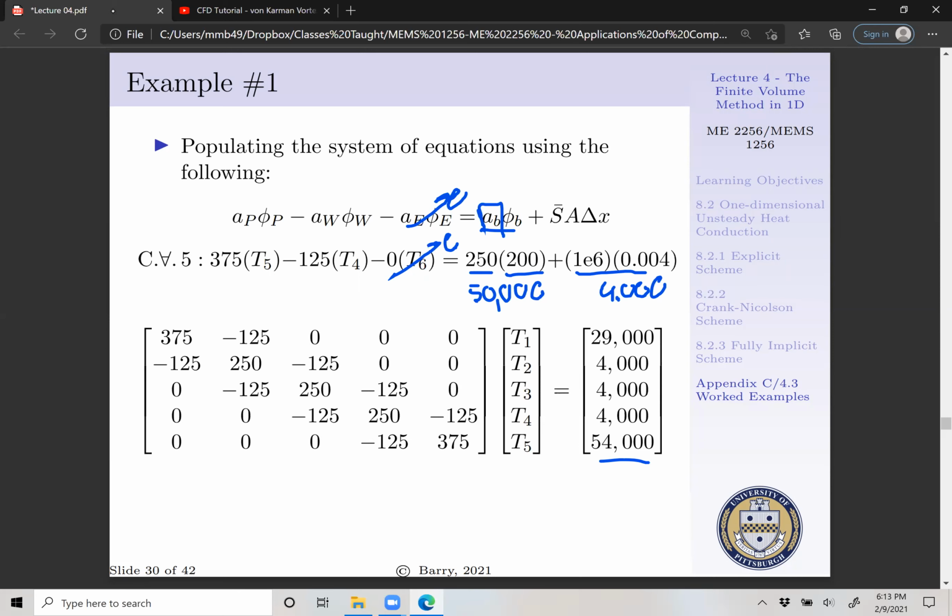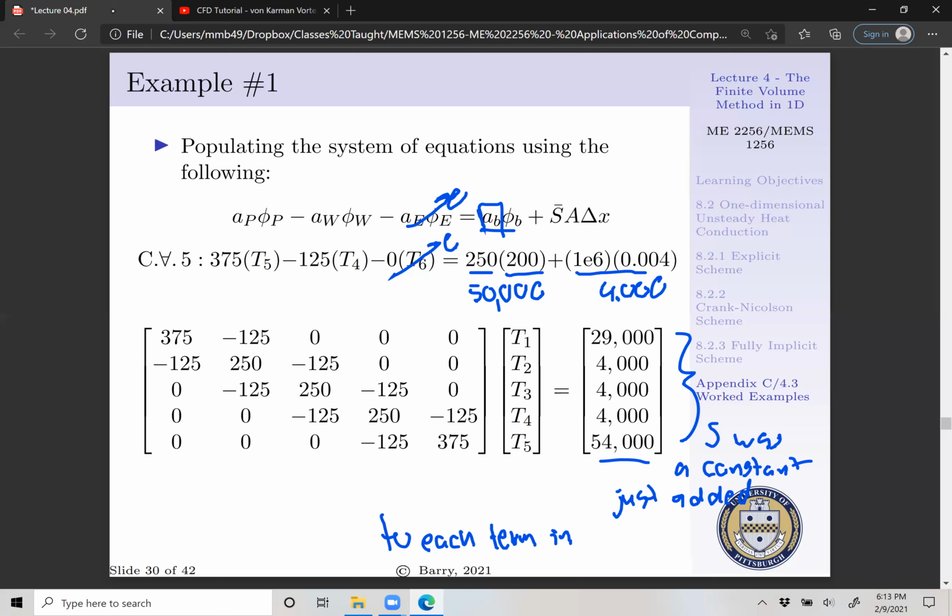We are left with this system of equations. Now, the only difference is S was a constant just added to each term in our right-hand side matrix. That's it. Nothing more than that. So source terms are relatively easy to incorporate. And we can see if we had a transient problem, we just tack on the source term too. Hey, it's a constant, throw it on.